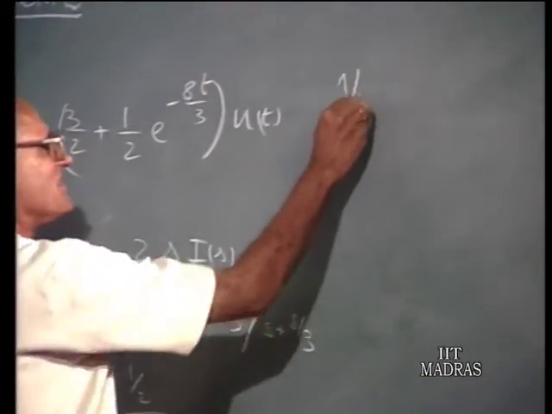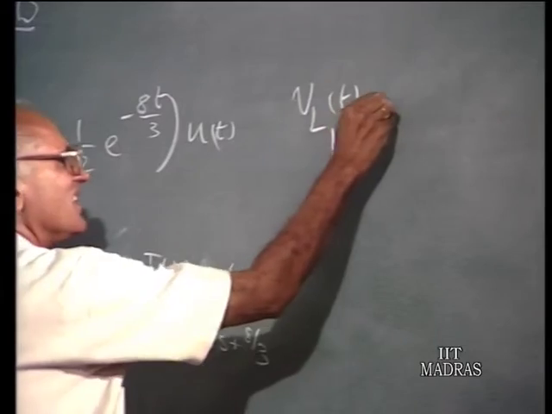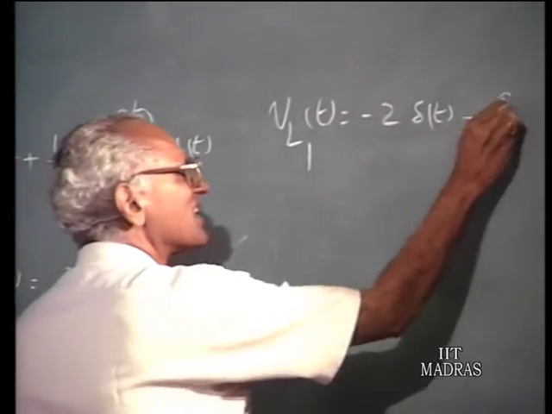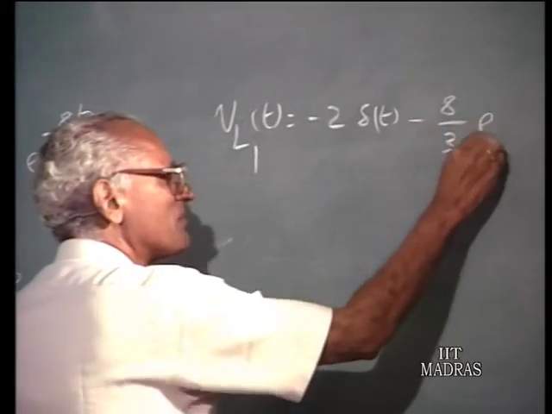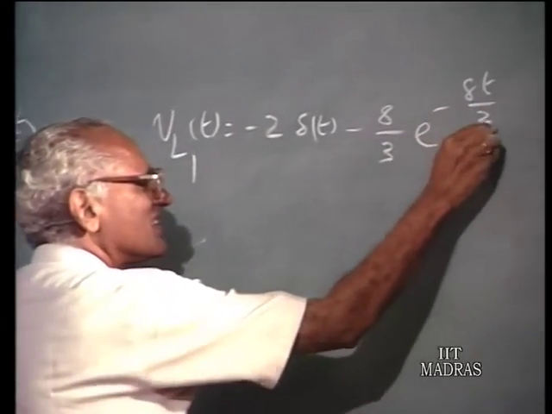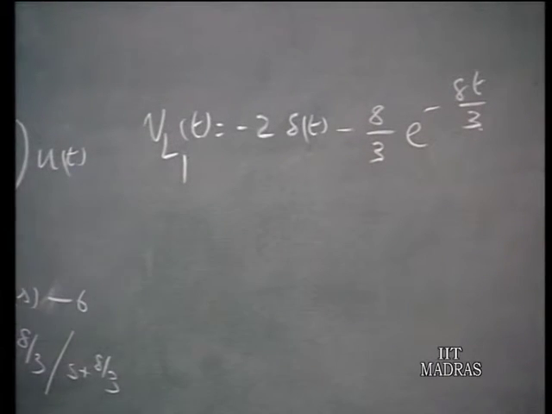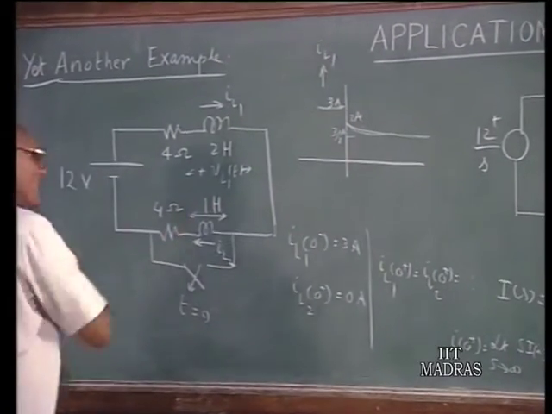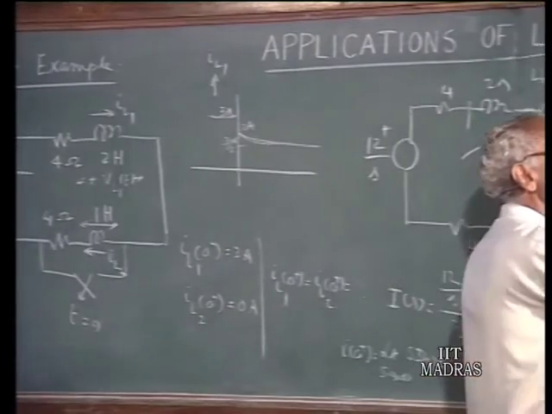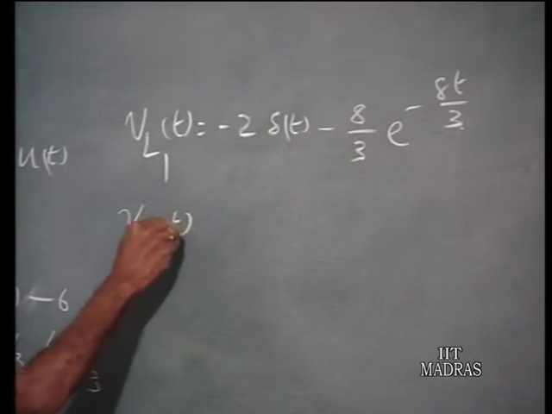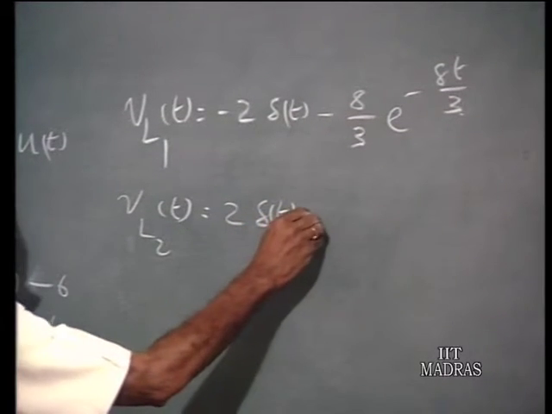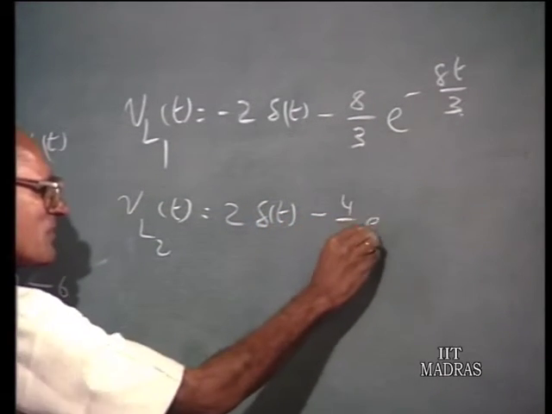VL1 of t is minus 2 delta t minus 8 by 3 e to the power of minus 8t by 3. And likewise, if you calculate VL2 of t, that is the voltage across this, between these 2 points, you will get the result 2 delta t minus 4 upon 3 e to the power of minus 8t upon 3.